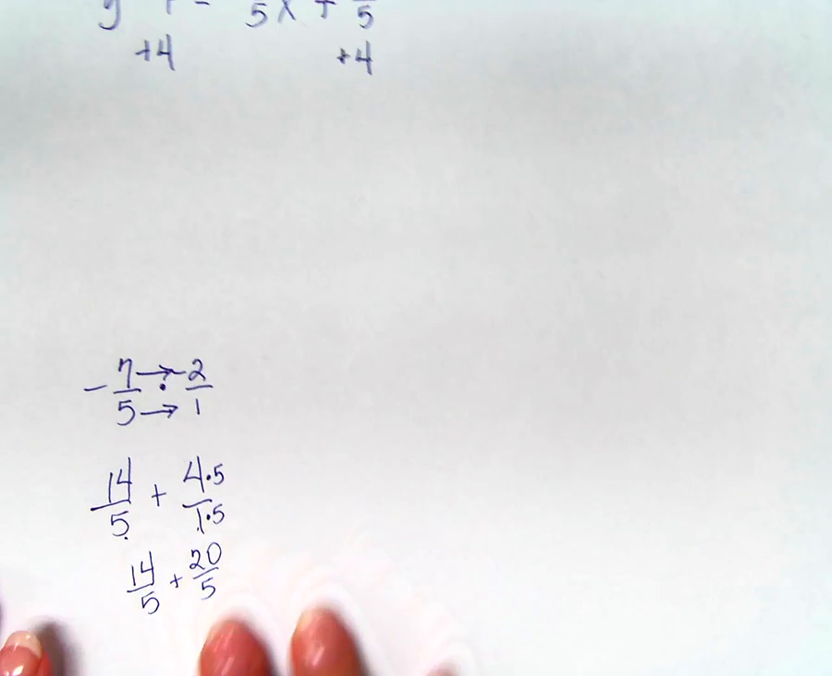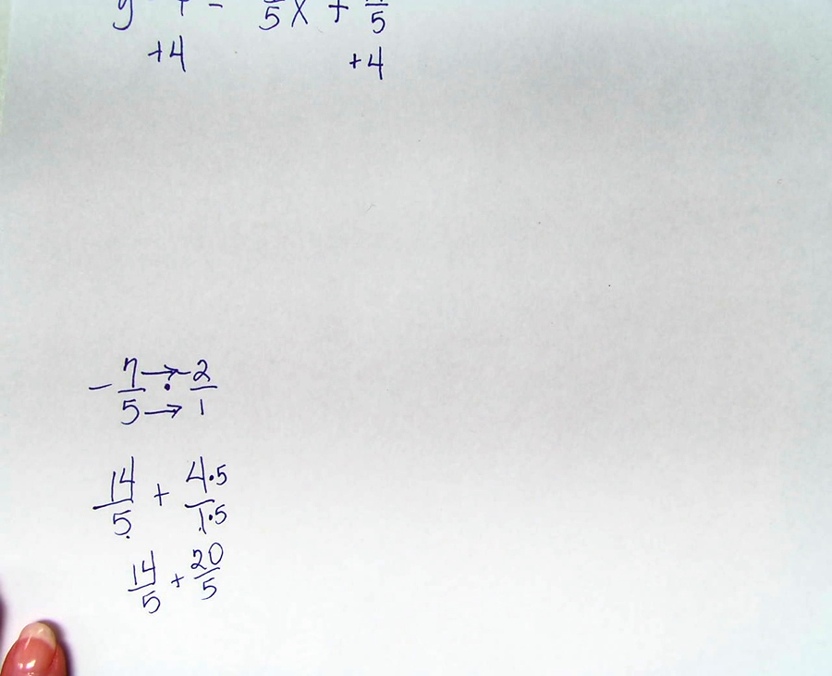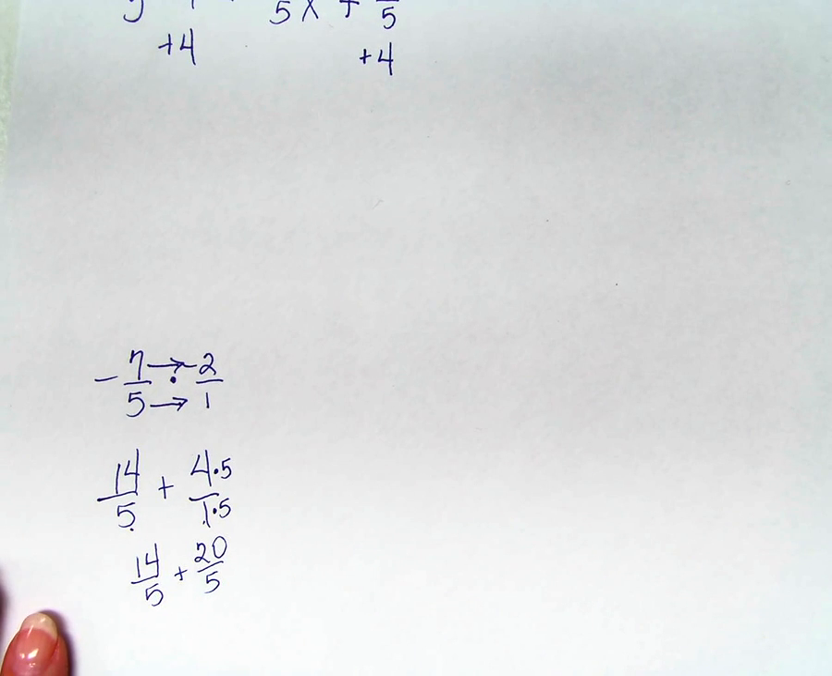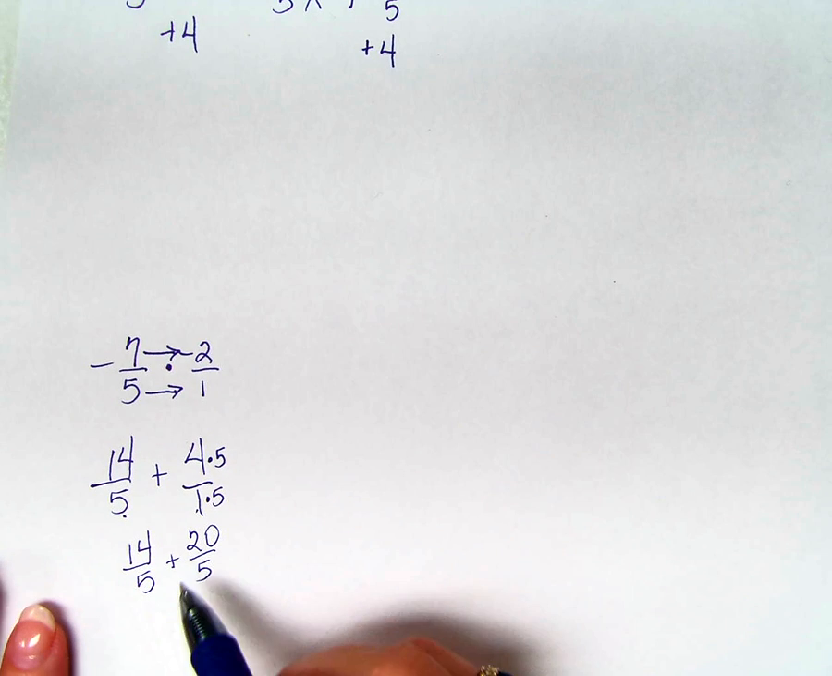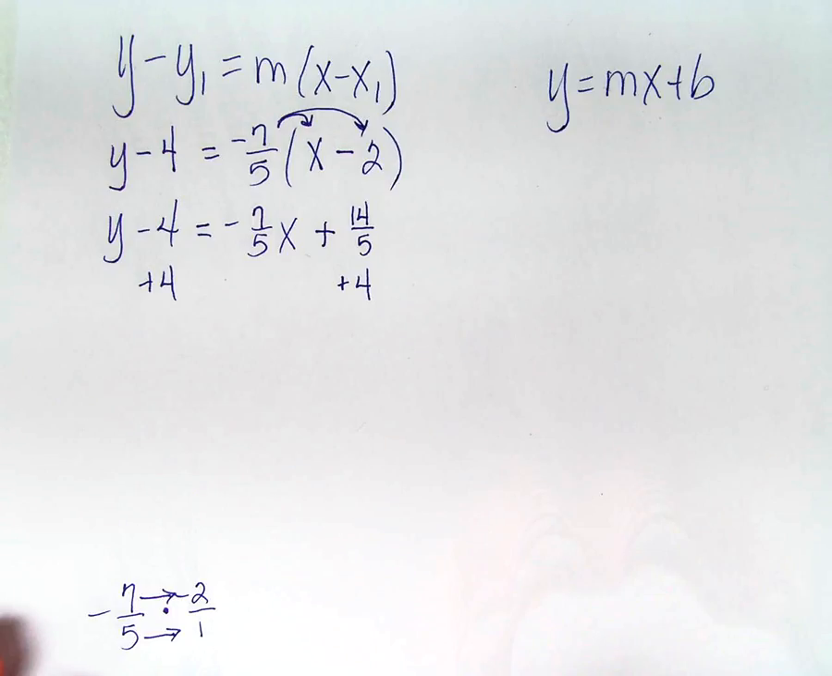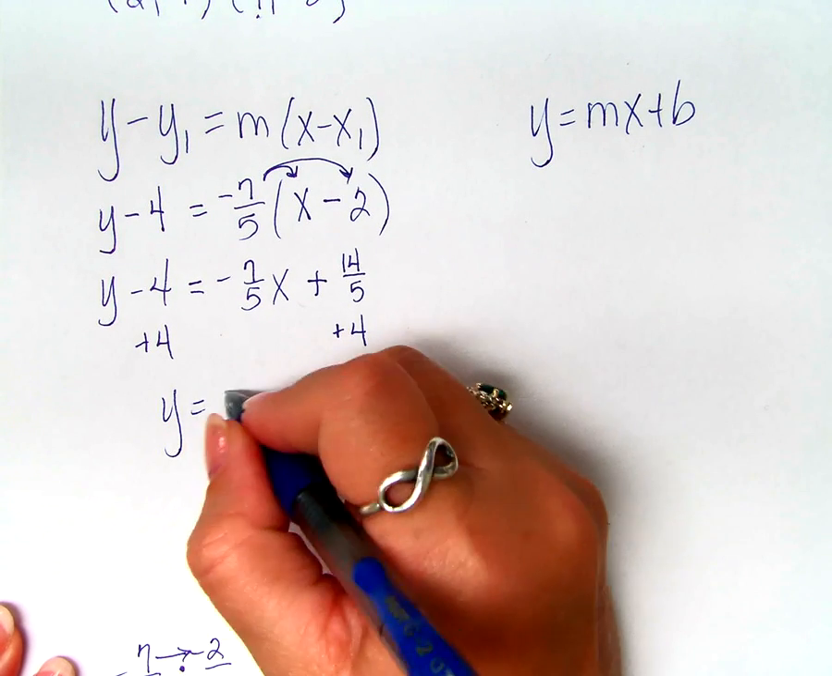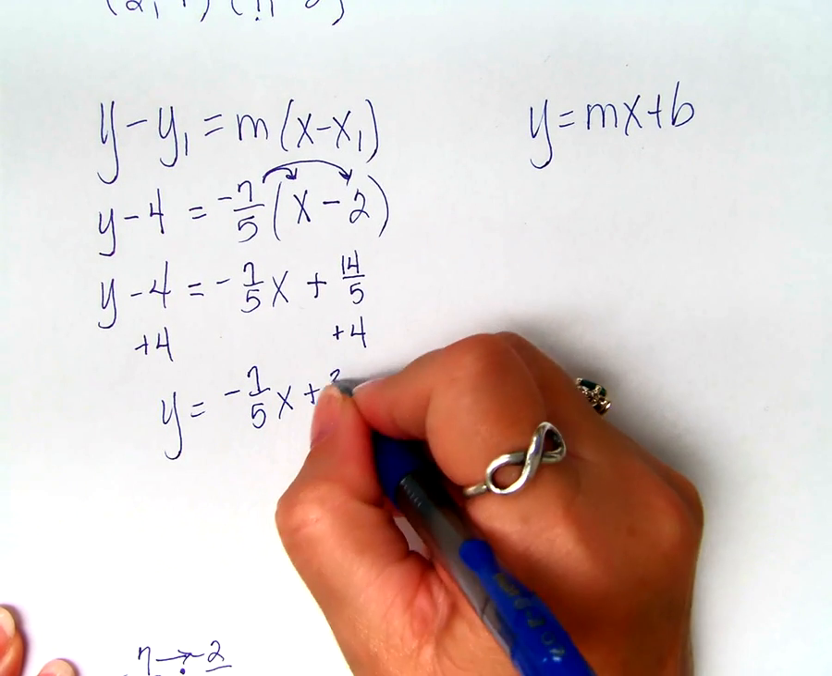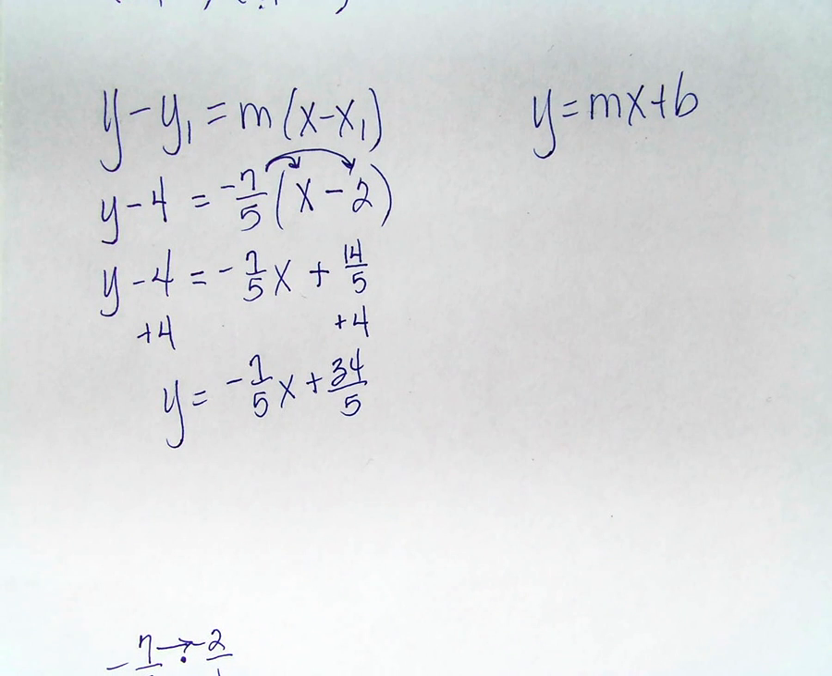This is just side work. This is not something you have to have written down unless you just want to. That's fine. So now what do we do? What do we add? It says add right there. Oh, add. Not the denominators. I keep the denominator what it was. So what do I end up with? 34 over 5. Y equals negative 7 over 5x plus 34 over 5. And that's the simplest form? That is the simplest form that I can get it to.